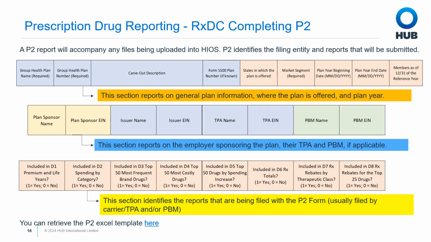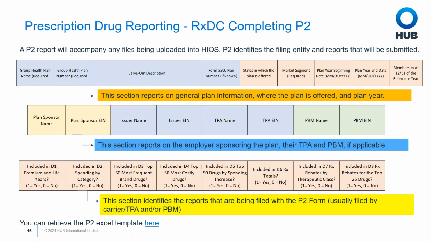However, they will be asking for your group health plan name, your group health plan number, as well as your 5500 plan number if you are subject to ERISA. Section 2 of P2 is identifying additional information regarding the plan. If you're self-insured, they may be asking about your TPA and/or PBM information as well.